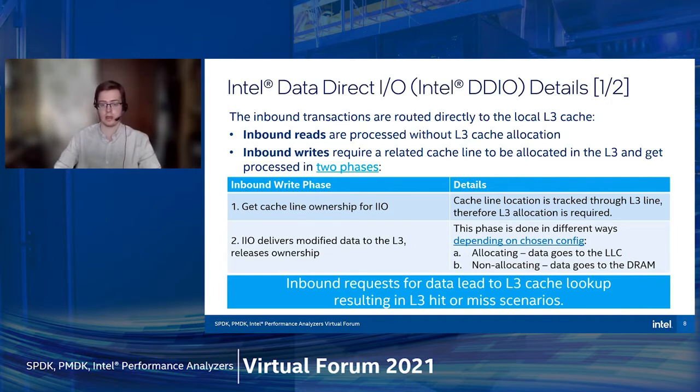And this may happen in different scenarios depending on what configuration is chosen. We may place the data in the local L3 cache, which is called allocating write back, or we may flush it to the DRAM. In this case it is called non-allocating. In any way, both reads and writes lead to the L3 cache lookup. So we may have two different scenarios from the performance perspective for both reads and writes.